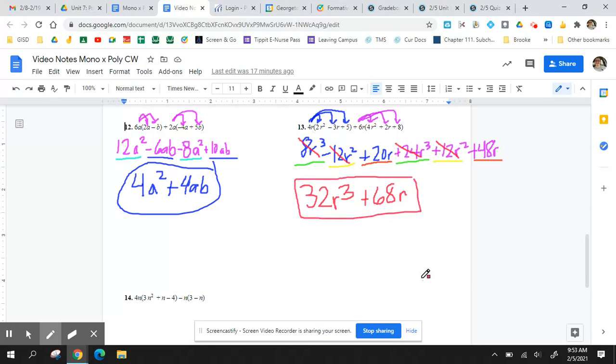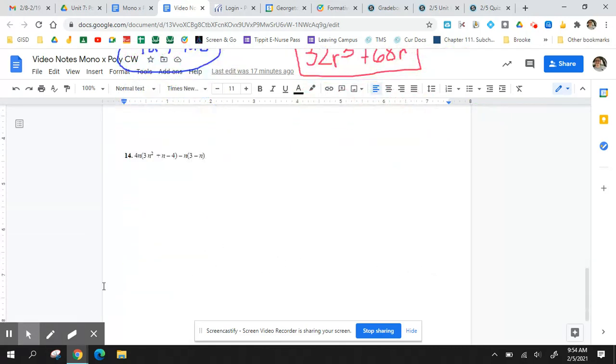32r cubed plus 68r. Now, if you want to try number 14, let me scroll down here so you can kind of see number 14. Pause the video, come back to us, and you can see if you got it right. So, welcome back. Hopefully you got 12n to the third power plus 4n squared minus 16n. All right, that's for the first one.